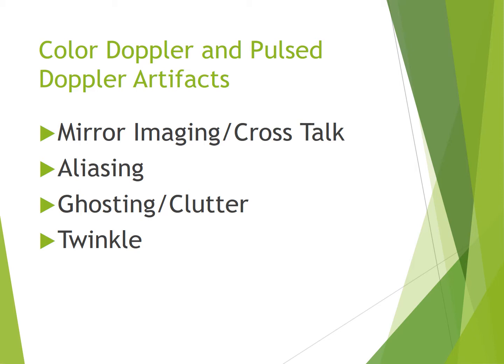Also, we haven't covered color Doppler or pulse Doppler very much in physics as of yet. So these are very basic explanations of what these artifacts are, as they do fit in with this chapter, but we will most likely cover them again when we get into the color and Doppler chapters as well. So make sure that you have a basic understanding of these four artifacts, being mirror imaging or crosstalk, aliasing, ghosting or clutter, and twinkle artifact.